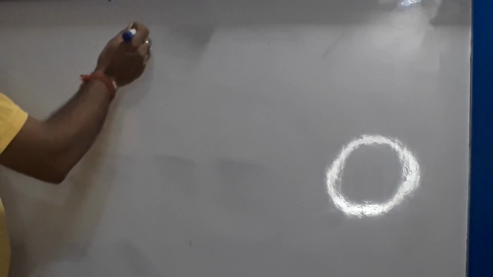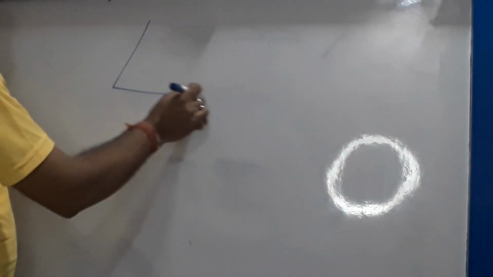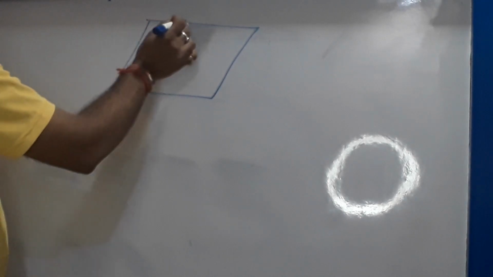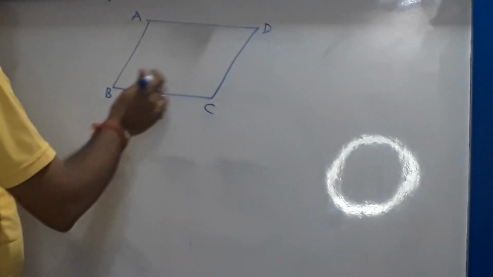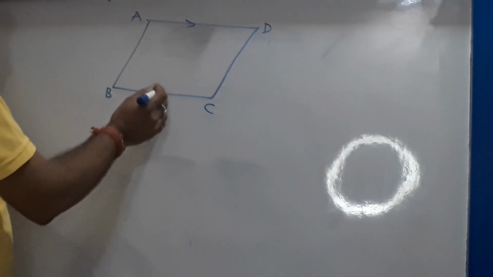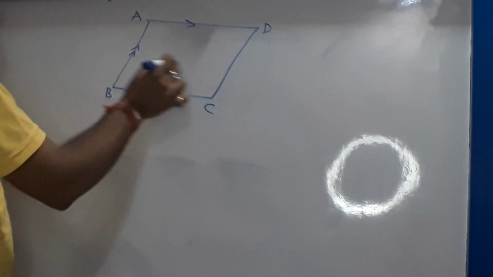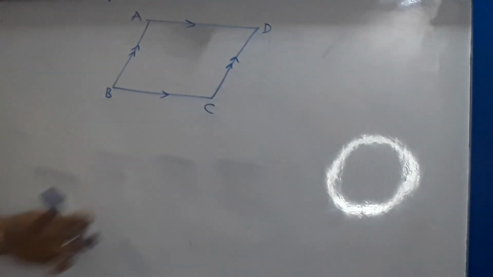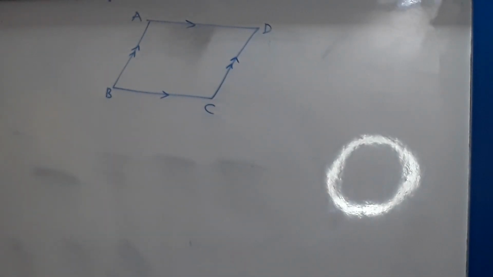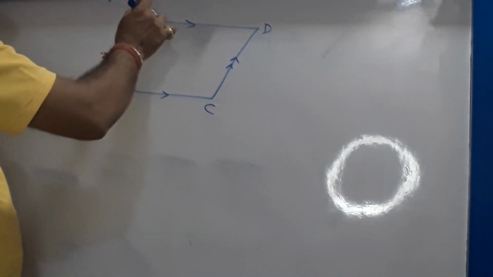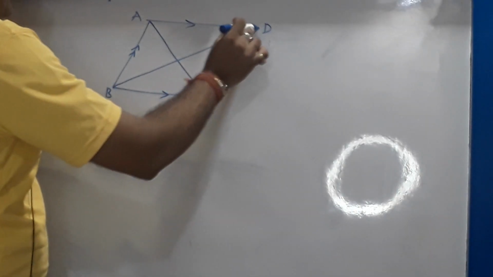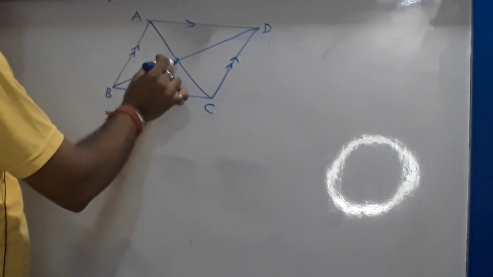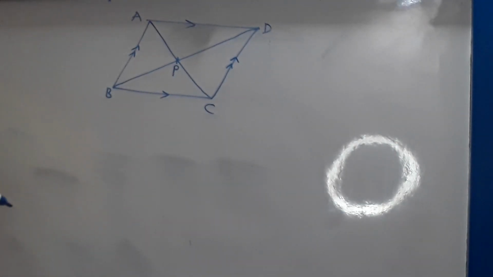Now let us consider parallelogram type of question. So first we study parallelogram. Parallelogram ABCD. AD is parallel to BC and AB is parallel to CD. In a parallelogram, the opposite sides are parallel. Now we join the diagonals AC and BD. Both the diagonals intersect at point P.